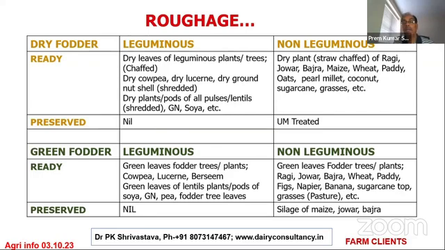Similarly, in the green fodder, again, the green leaves of the same things, leguminous and non-leguminous, but there are also non-conventional things like banana leaves, sugarcane top, fig trees, peepal leaves, and many fig trees are generally being fed to the animals, and it is giving good results. So, yes. And here, if the green is being preserved, it is called silage, and when the dry is being preserved, it is called treated straw. Right. We'll come to the next slide.